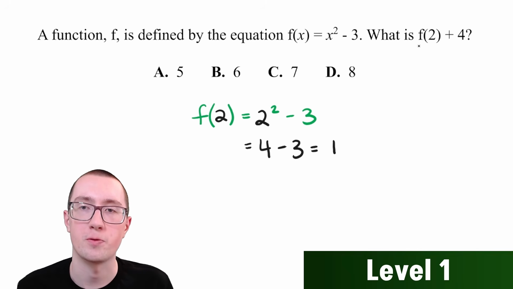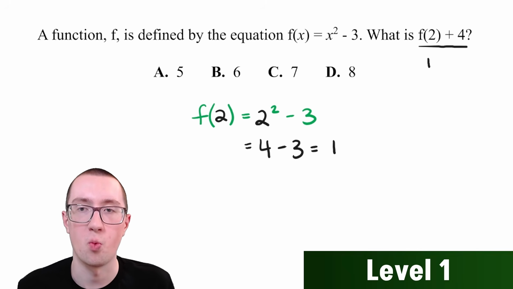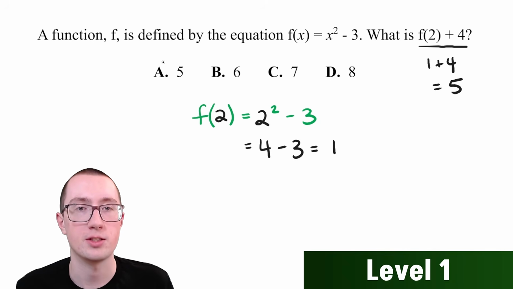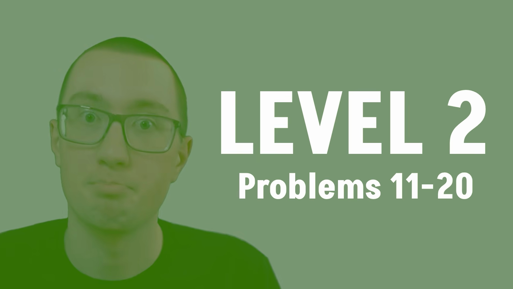But the question is asking for f of 2 plus 4. So let's just add 4 to it. 1 plus 4 is equal to 5, which means that 5 is our answer, and that's the letter A.